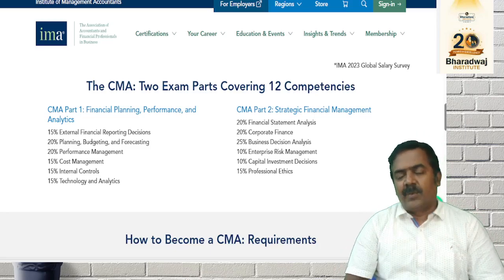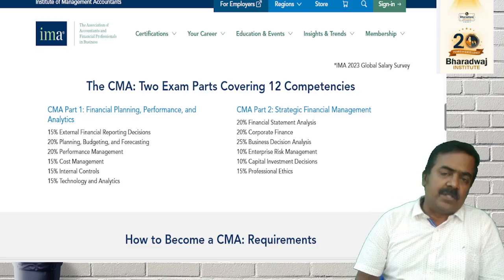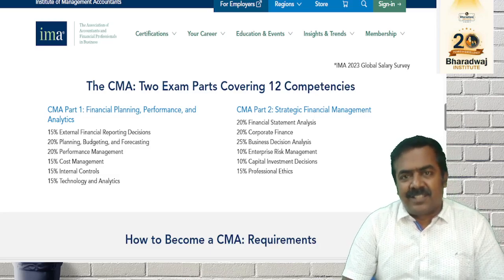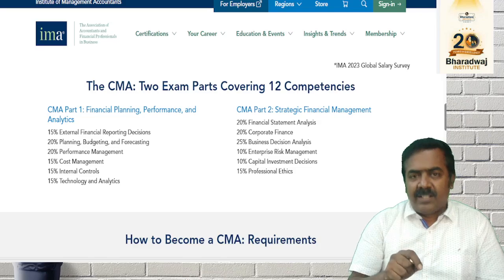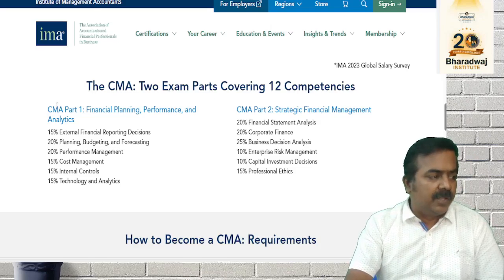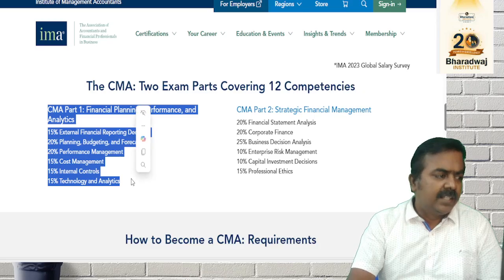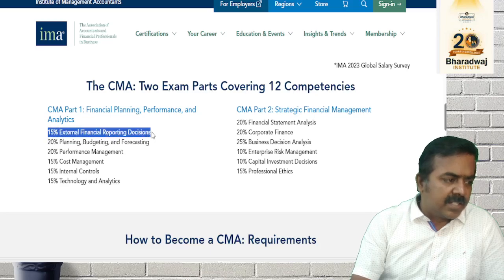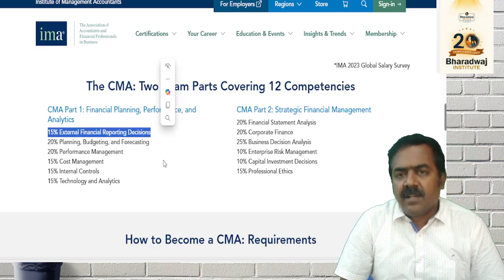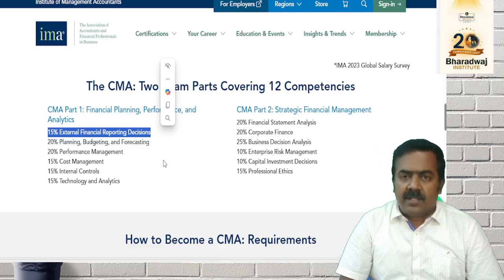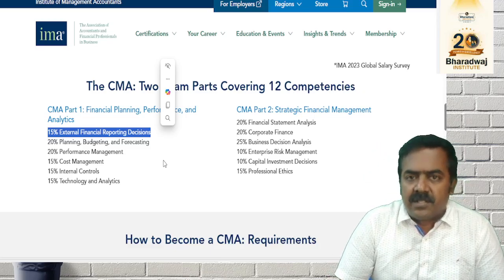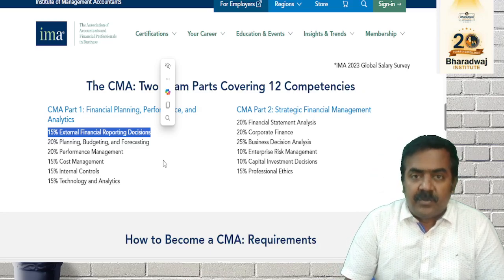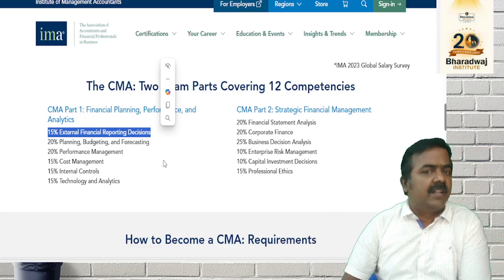So what is required here is preparation. Prepare, and test yourself, both unit-wise as well as section-wise. For example, we are going to see these 6 sections in part 1. The first one is external financial reporting decisions. It contains 15%, which means out of 100 multiple choice questions, 15 questions are expected from section A. It need not be strictly 15 questions. It can be 12 or it can be 17 also.